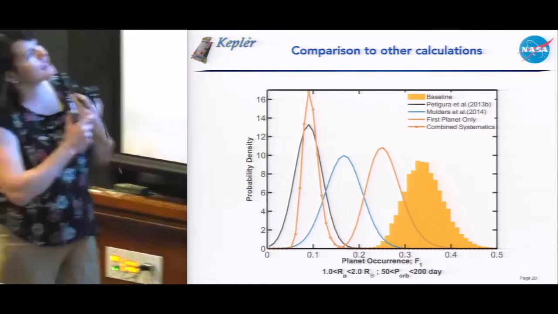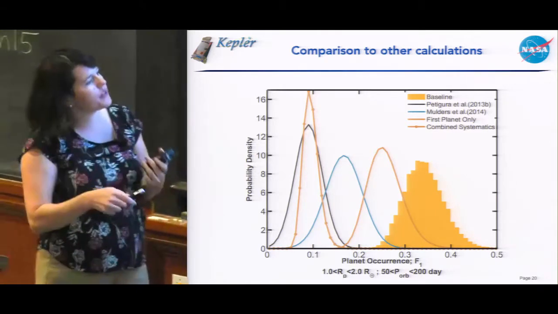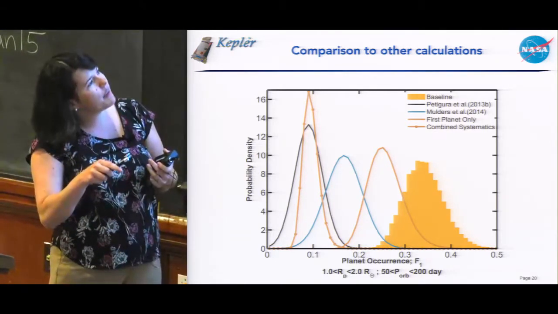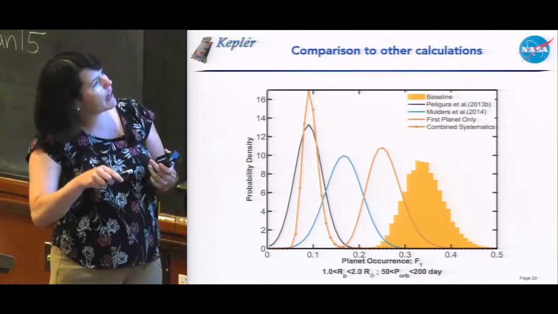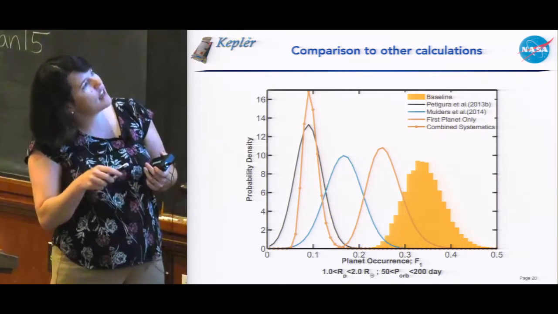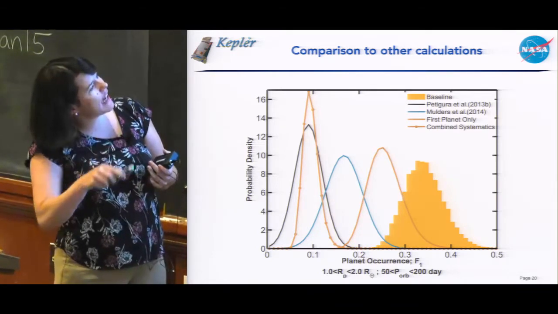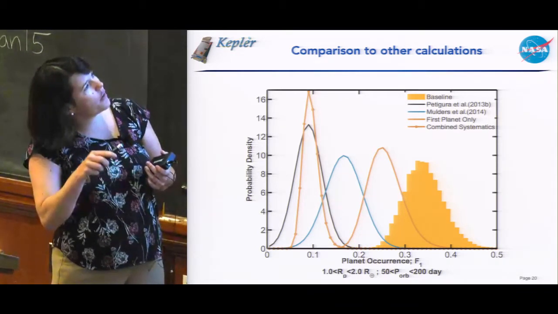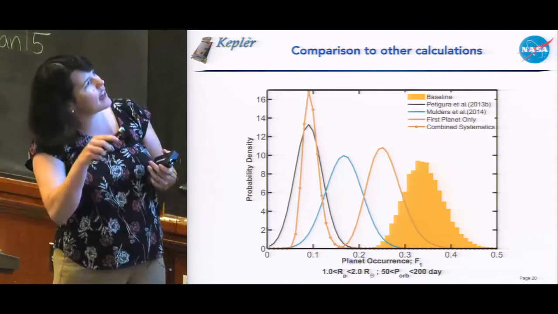So how does it compare to the literature values that I talked about before? So again, this is our baseline. This is Eric's model here, the black line. This is Heismelder's, who did another analysis. And this is, again, our first planet only. Wait, this is our first planet only, and this is our combined.